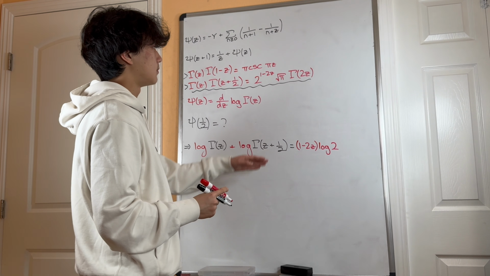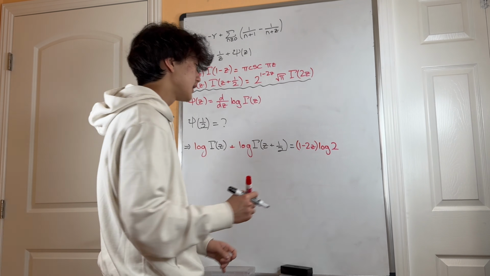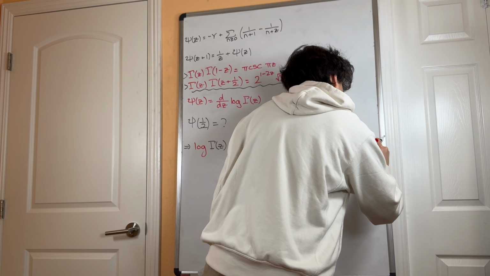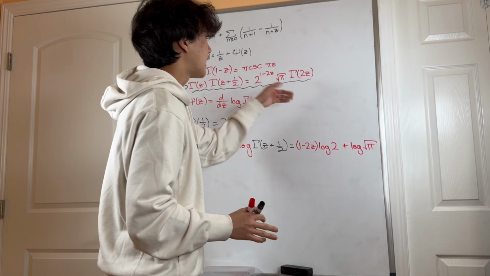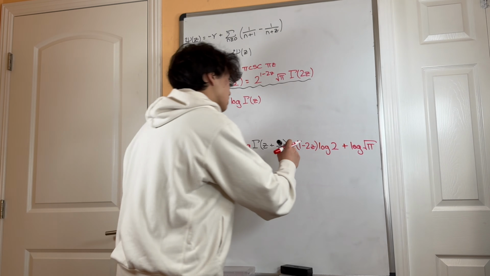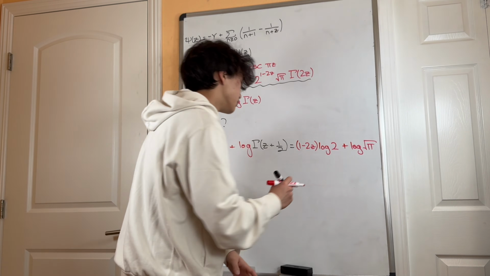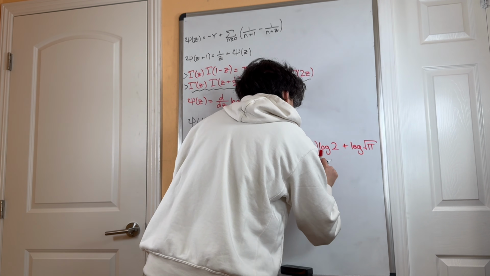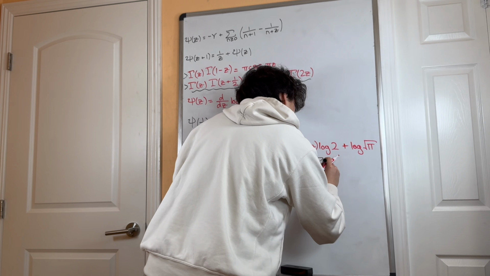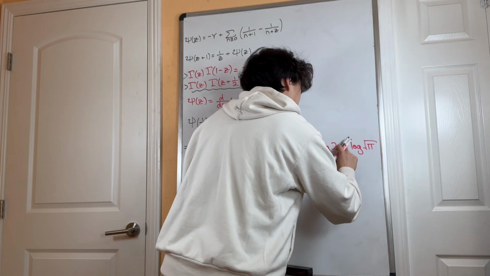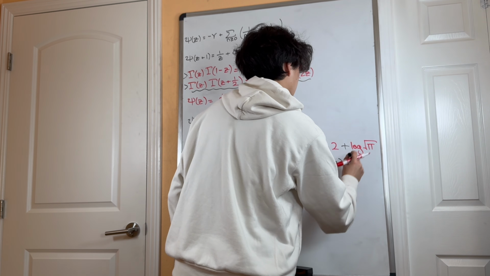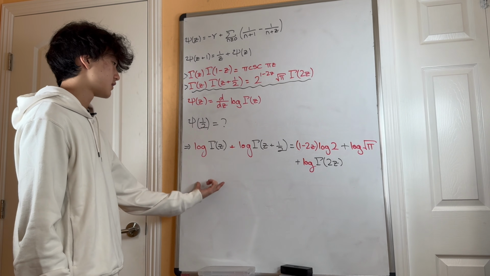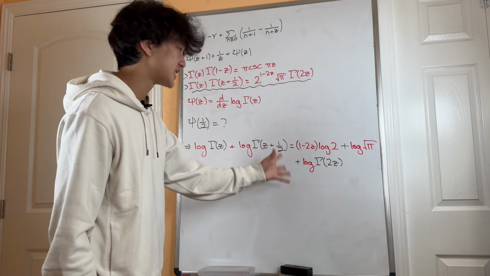Log of root pi, so we're just going to add that: log of square root of pi. And then finally, this final factor is just log of gamma of 2z, so we add the log of gamma of 2z. And once again, just like before, we're going to take the derivative of either side. That way we can rewrite everything in terms of the digamma function.